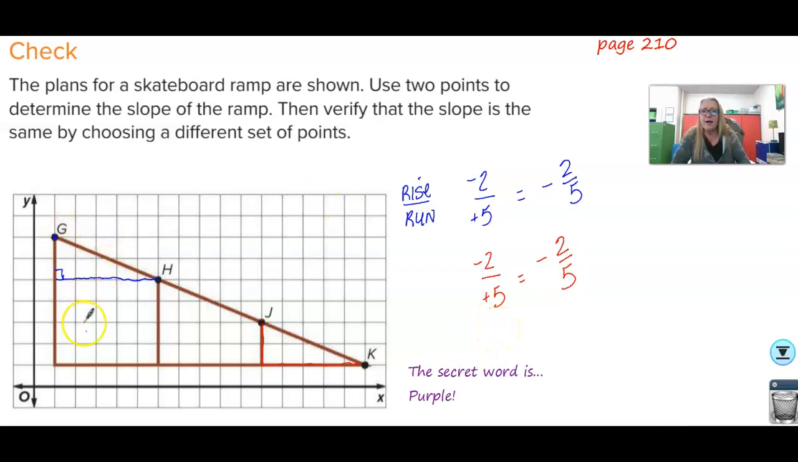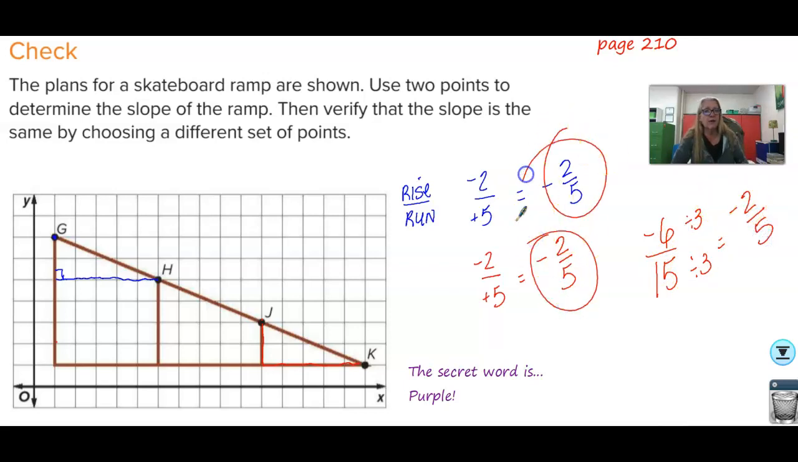Let's say, for example, I use this whole big honking triangle, okay? I go from G all the way to K. What would that look like? Well, I would go down 6, and I would go right 15. And then I would reduce this by dividing top and bottom by 3, and I would get -2/5, which is what I got for all of the other parts.